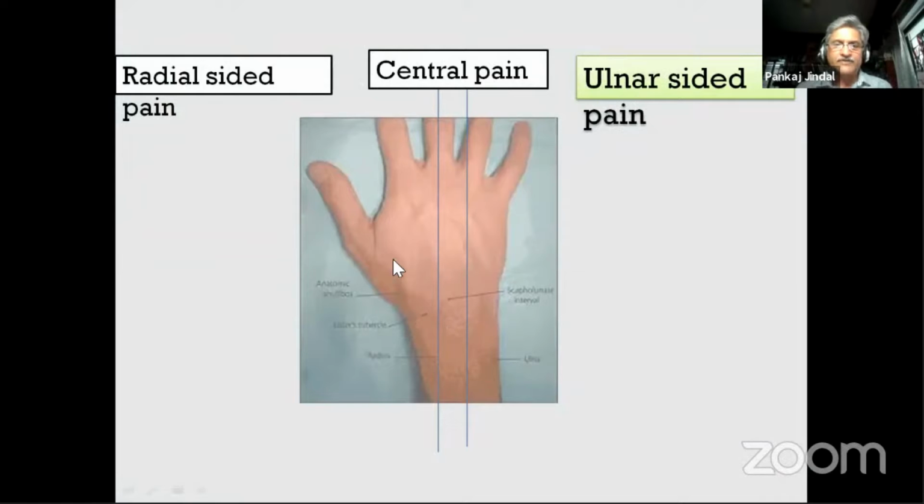The first thing we should see is whether he is saying the pain is on the radial side, the pain is on the ulnar side, or pain is on the center of the wrist. There are specific reasons why the pain occurs, and this we are going to talk about in the next few minutes.